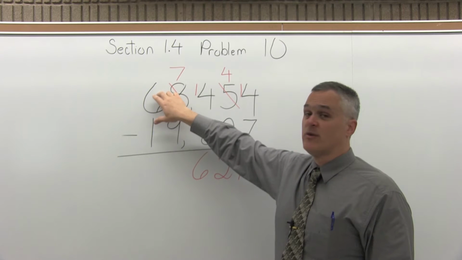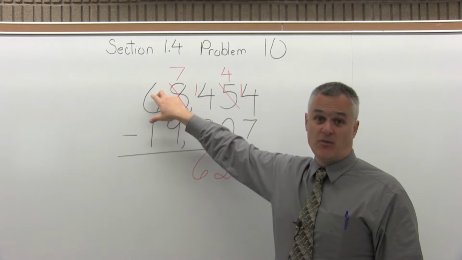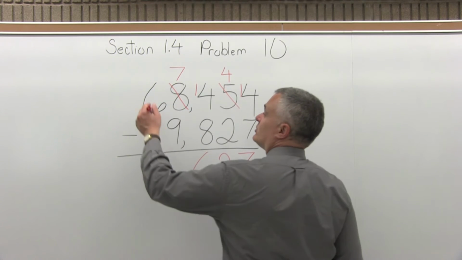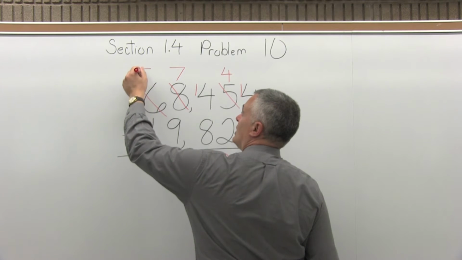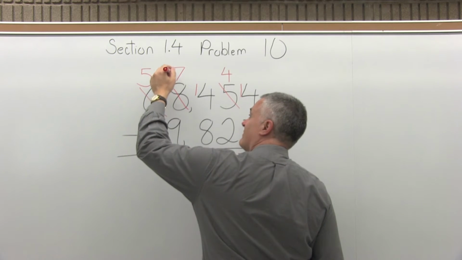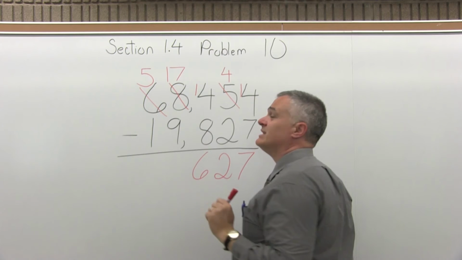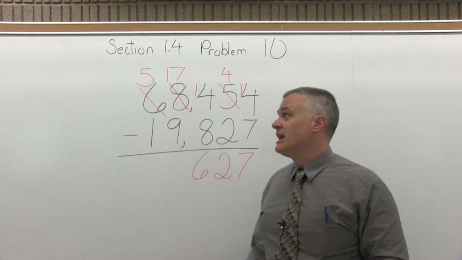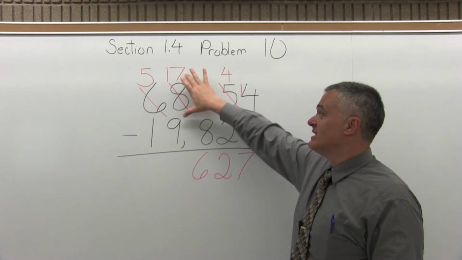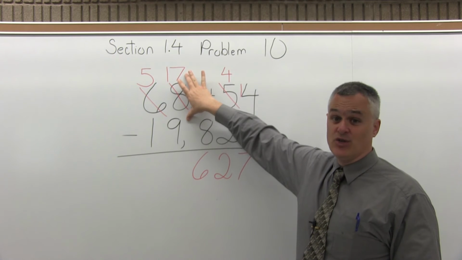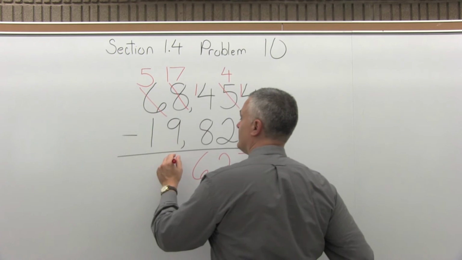Go over one column of digits to the left. At the top of that column I find a 6. I will reduce that 6 down to a 5, which will allow me to make the 7 that I was working with into a 17 by putting a 1 in front of it. Now my subtraction is 17 minus 9. That I can do. 17 minus 9 is 8.